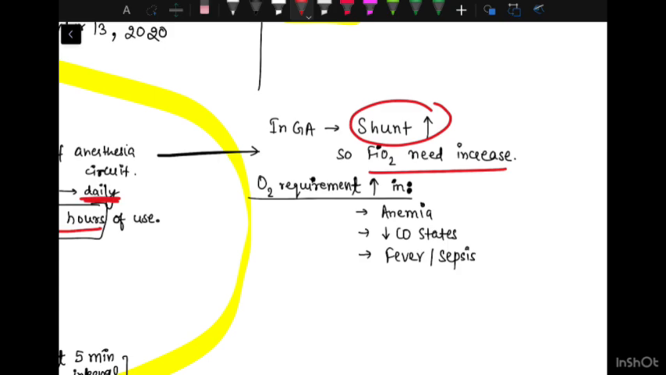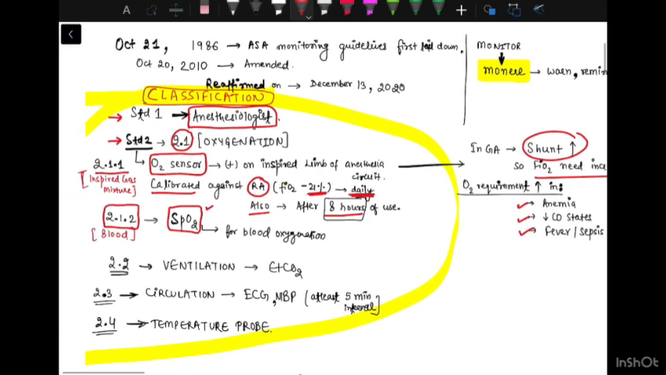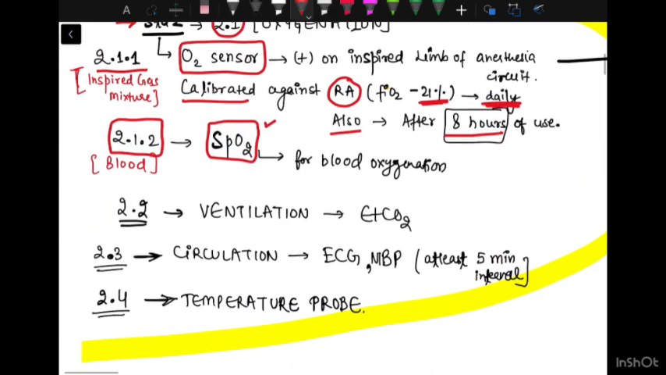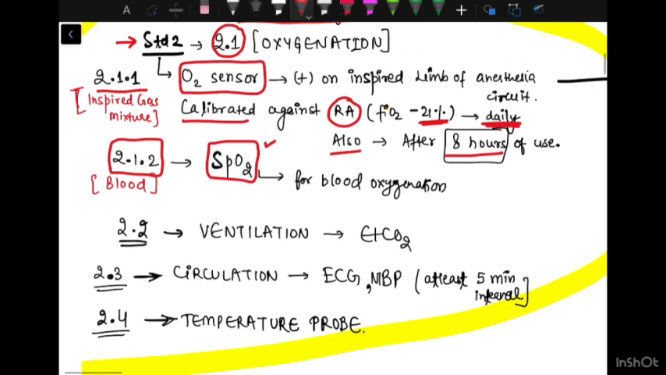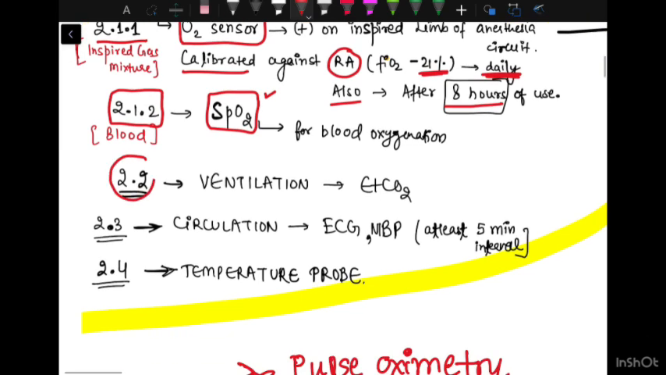What was the reason? The reason was that in GA the shunt increases, so the FiO2 need increases, and there are other causes of increase in FiO2 requirement by the patient. So that is why we had to calibrate the oxygen sensor daily. The 2.1.2 was SpO2. So this becomes the ASA standard 2 first type of monitor for the oxygenation.